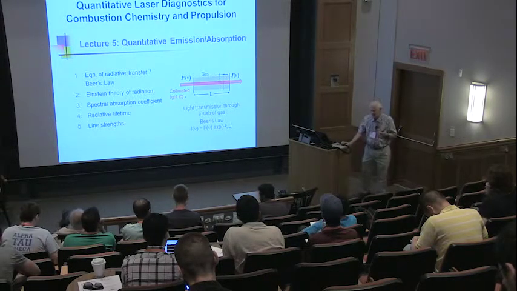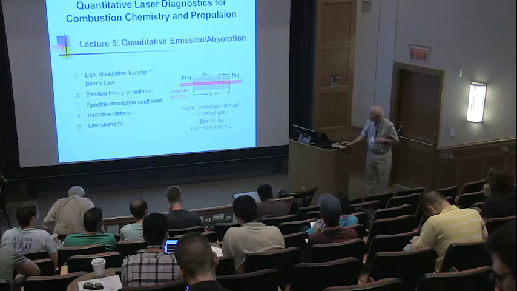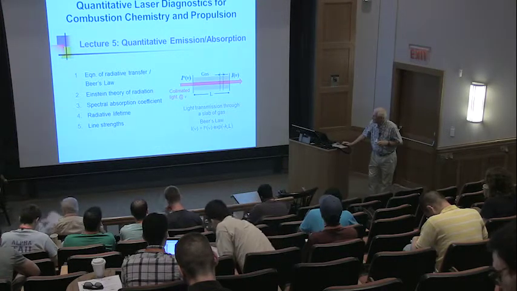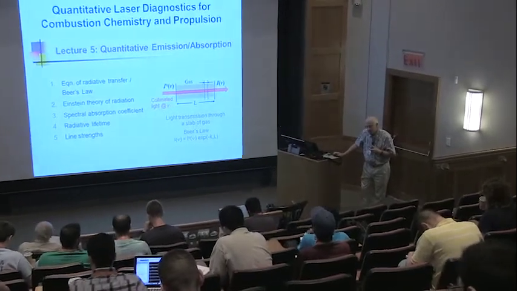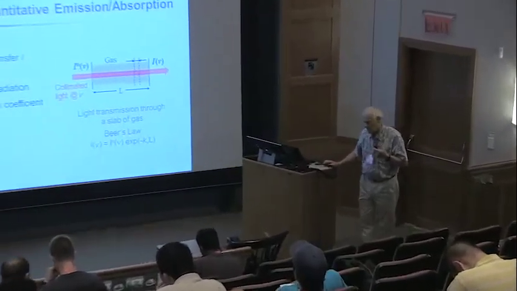Okay, so we're going to spend an hour introducing the Einstein coefficients associated with the Einstein theory of radiation and how that leads us to the absorption coefficient. So imagine you're doing an experiment. You propagate light at a specific wavelength because you know the position of the line you want to study, and you see some attenuation. And you want to relate that attenuation of light back to the density of the species that's absorbing. And that's done with the spectral absorption coefficient.